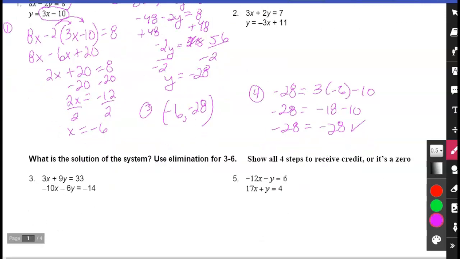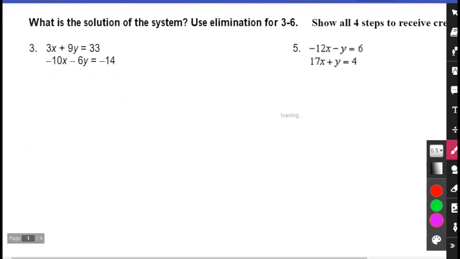Okay, and one more. I picked number 3 because number 3 is pretty difficult. The reason this one's difficult is because you can't multiply just one of these by something. You got to multiply both. So we're going to end up with some pretty big numbers. So I could multiply the top by 10, and that would make it pretty simple. So if I multiplied this top by 10 and the bottom by 3, then that would give me 30x on top and negative 30x on bottom. So that's definitely one way you could do it.